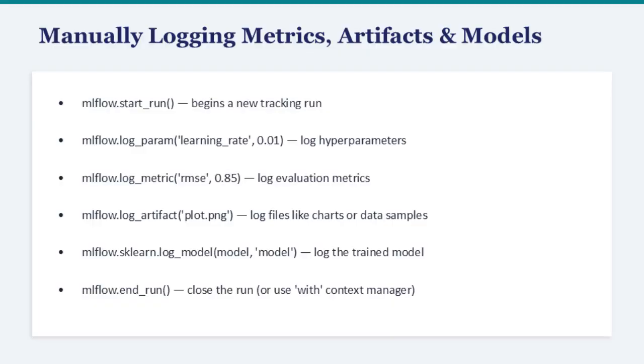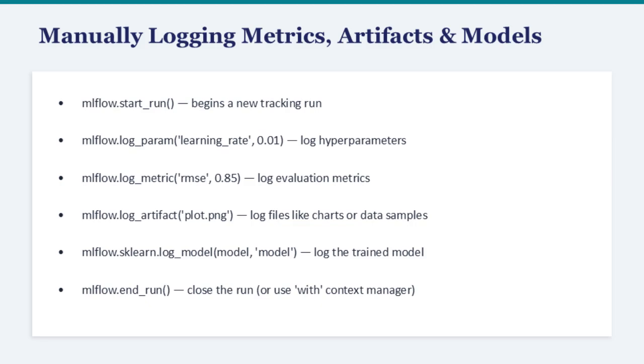Now let's talk about manually logging metrics, artifacts, and models. The exam actually expects you to know how to manually log different types of data to an MLflow run. You start with MLflow.startRun to begin a new tracking run. Then you have 4 types of logging, right? First one is MLflow.logParam, which records hyperparameters, things like learning rate, number of trees, regularization strength, etc. Then you have MLflow.logMetric that records evaluation metrics like RMSE, accuracy, and F1 score.